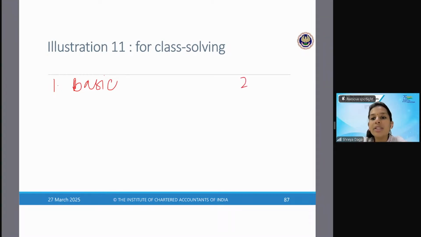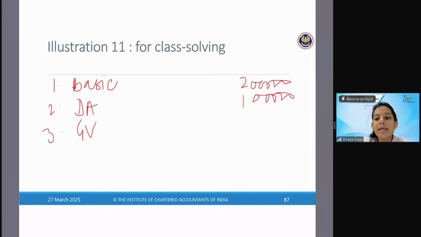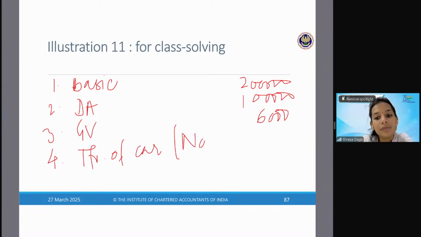So basic we had calculated at 2 lakh. DA we had calculated at 1 lakh, 50% of basic. Gift voucher, we had said that it is completely taxable because it is more than 5,000. And we did transfer of car. That's where we stopped. Transfer of car, please put a note. We will calculate the value. We have learned that 20% of WDV for every completed year of service is how you need to calculate the perquisite value, but how you practically do it in the sums, we will solve now. So let's first do this, then we'll come back and plot the value here.